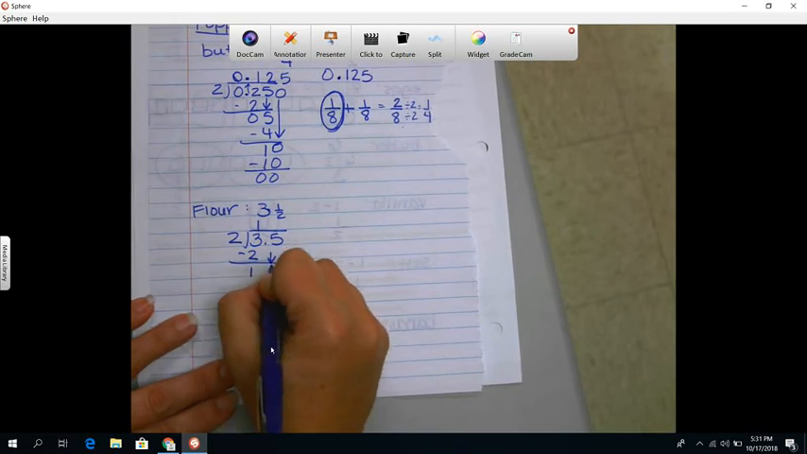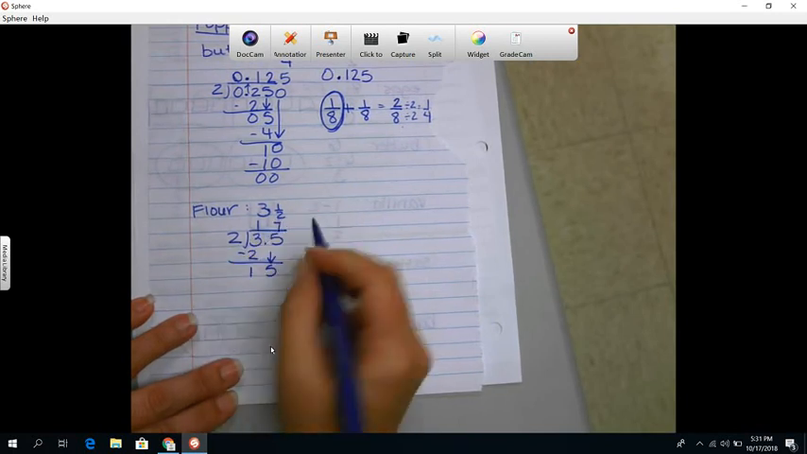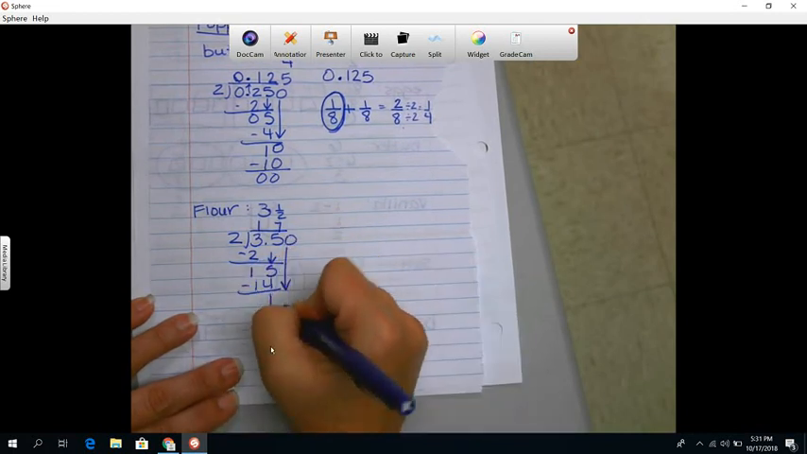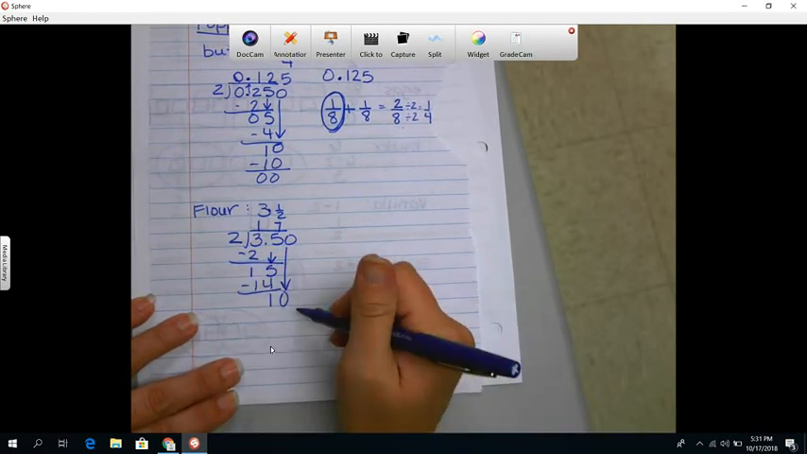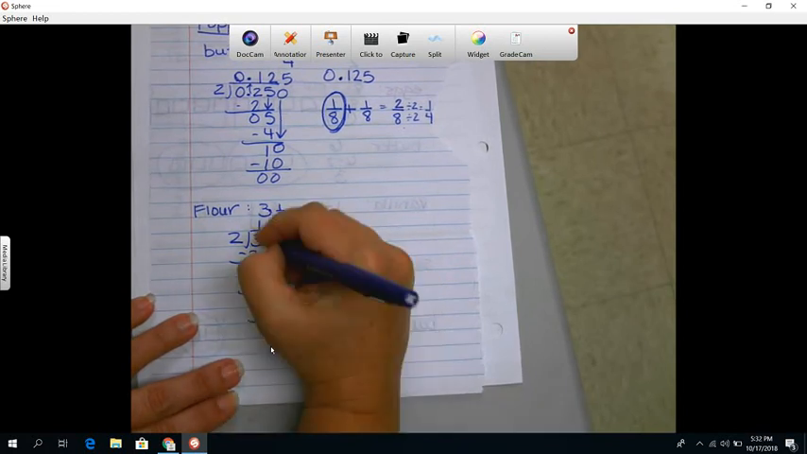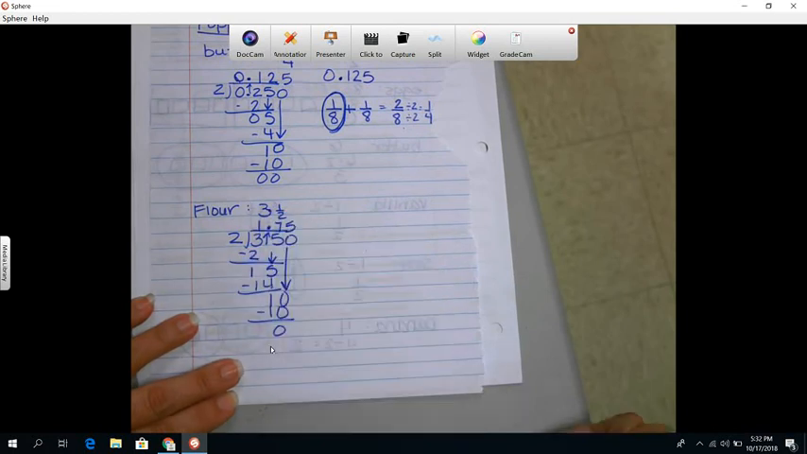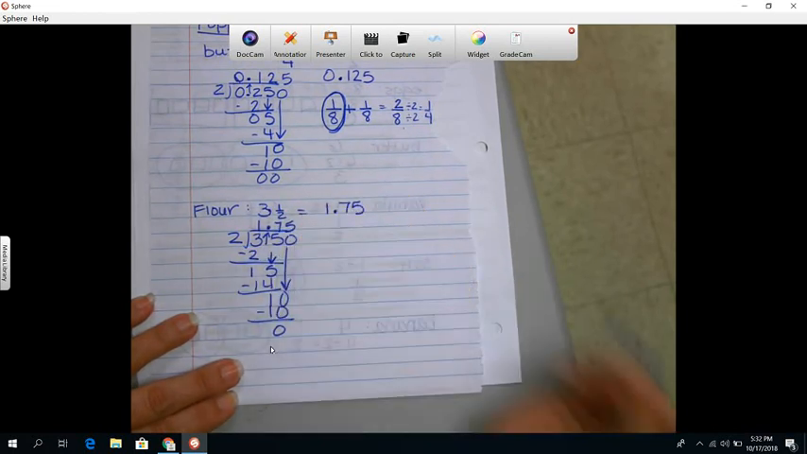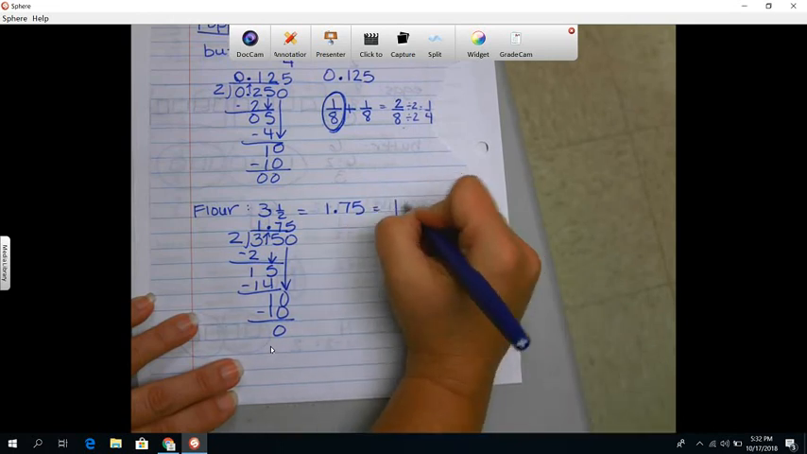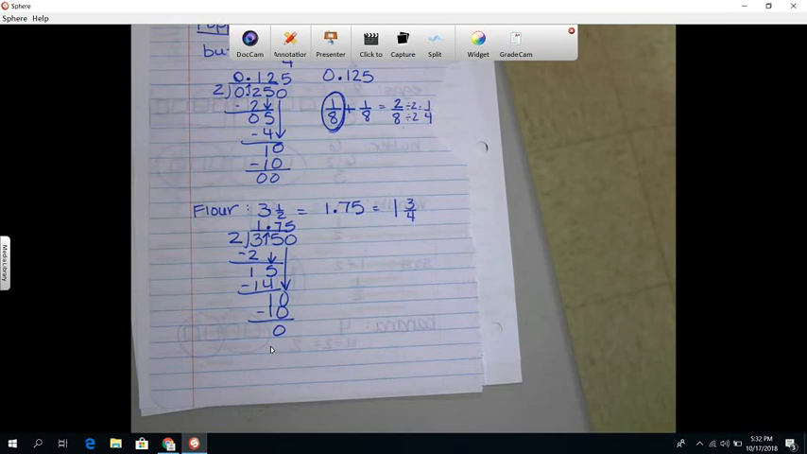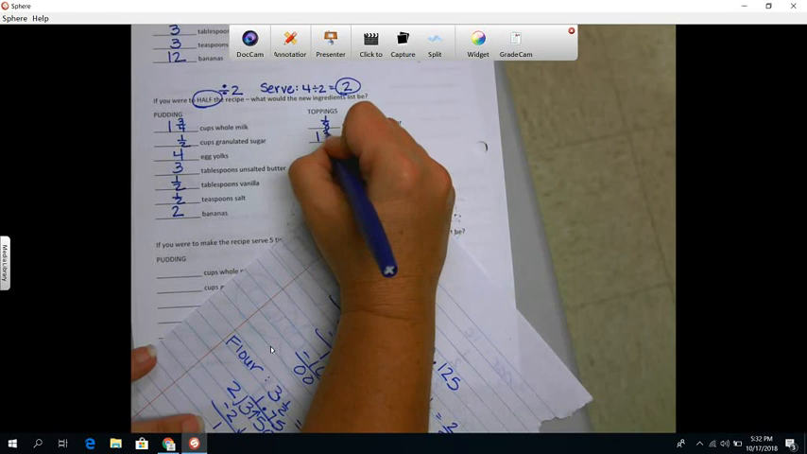Subtract and bring it down. 2 goes into 15 7 times. Subtract, I get 1. Bring down my 0. 2 goes into 10 5 times. Subtract, I get 0. My decimal goes straight up. So now I have 1.75, which I know is the same thing as 1 3/4. Okay? So that's 1 3/4.